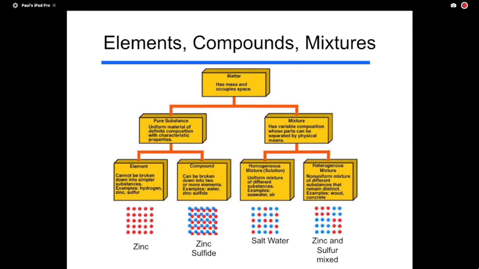Okay? So a solution, you can have a solution of gases. You can have a solution of liquids. My ring is gold. Okay, my ring is 24 karat gold. Is that pure gold?